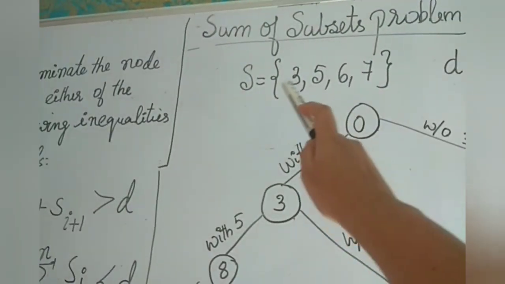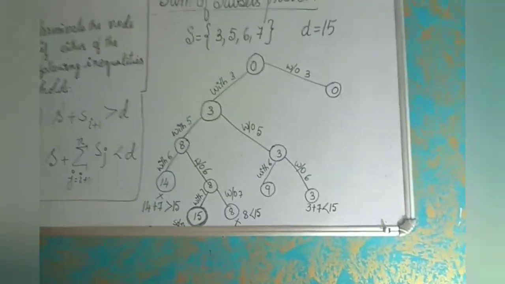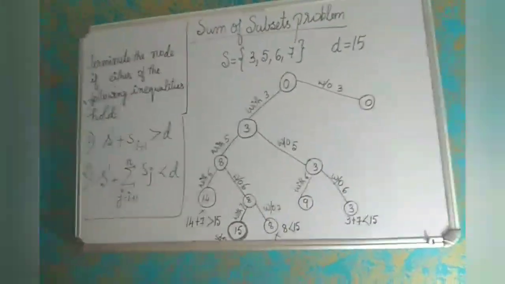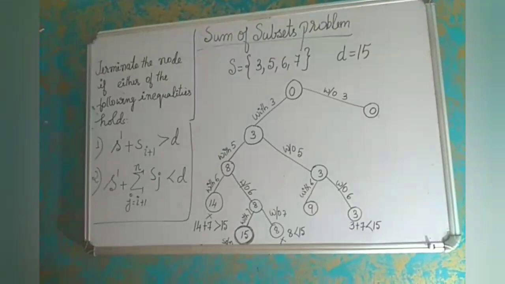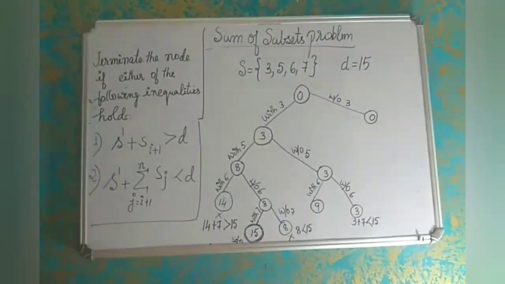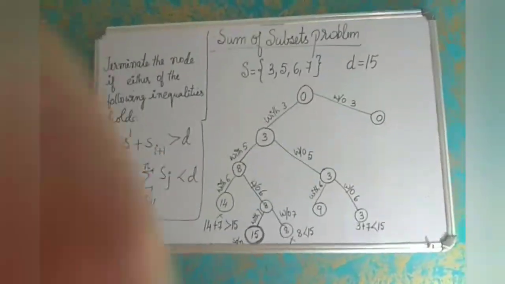That means we have not considered any of the elements in our subset. In our answer we'll be having some of the elements of S. So now the root doesn't have any elements, we have not decided which element to consider, so it is 0.